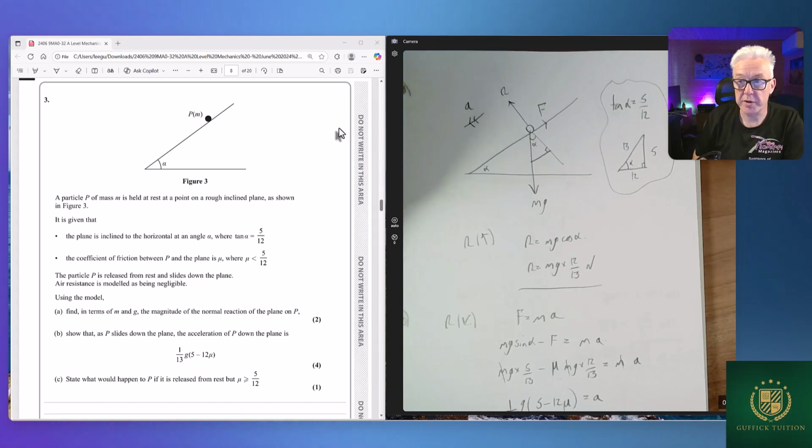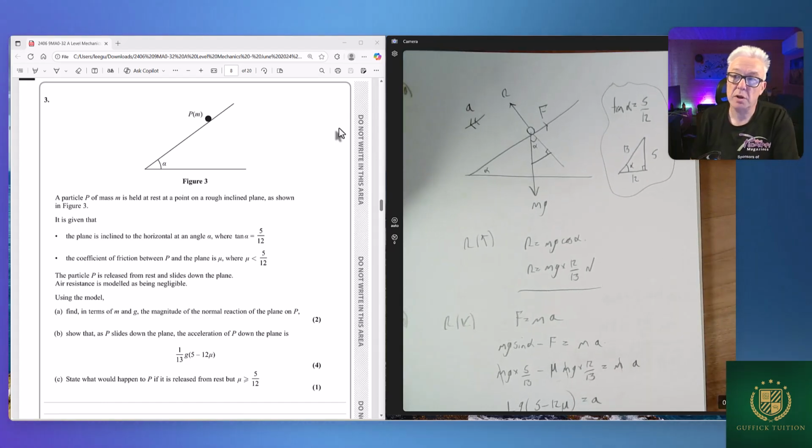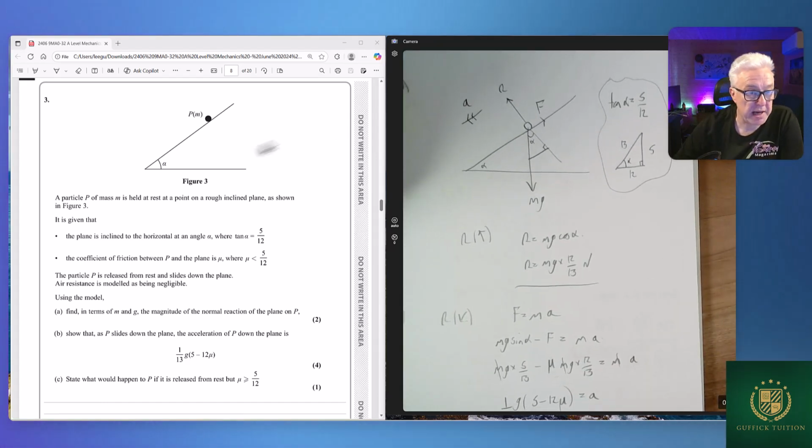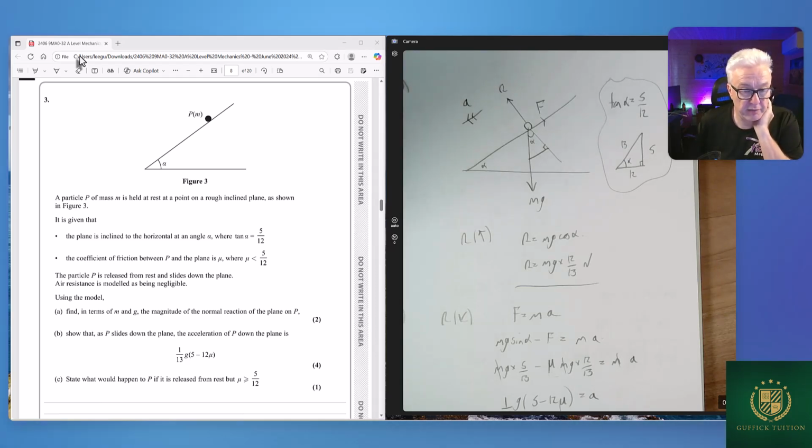Okay, this is question 3 of 2024 mechanics. So what does it say? A particle P of mass m is held at rest at a point on a rough inclined plane as shown in figure 3. It is given that the plane is inclined to the horizontal at an angle of alpha where tan alpha is equal to 5/12. The coefficient of friction between P and the plane is mu, where mu is less than 5/12.